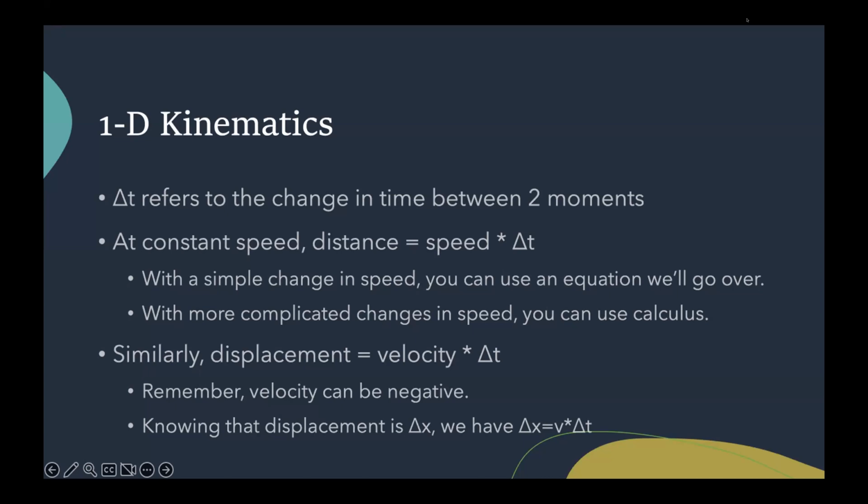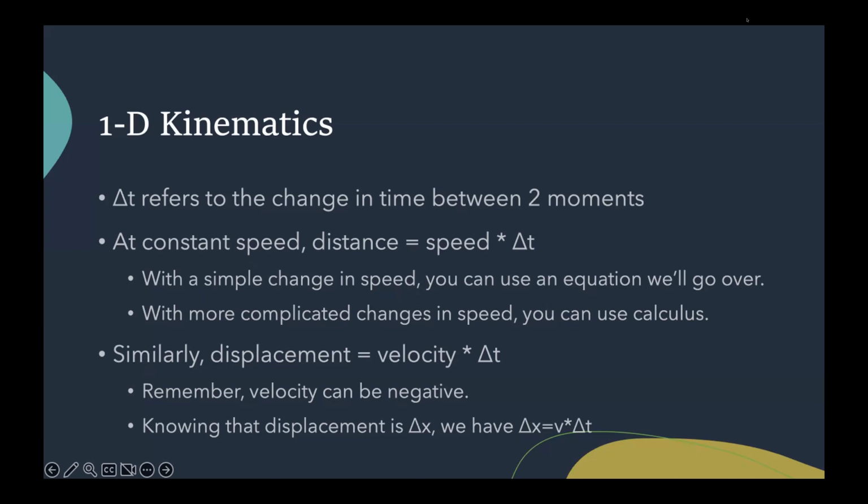If you have a constant speed, obviously distance is just speed times time, or more specifically, speed times change in time. With a changing speed, there's an equation for doing this, and there are a few ways to do it. We're going to be going over graphs and how to use a velocity-time graph to find displacement.